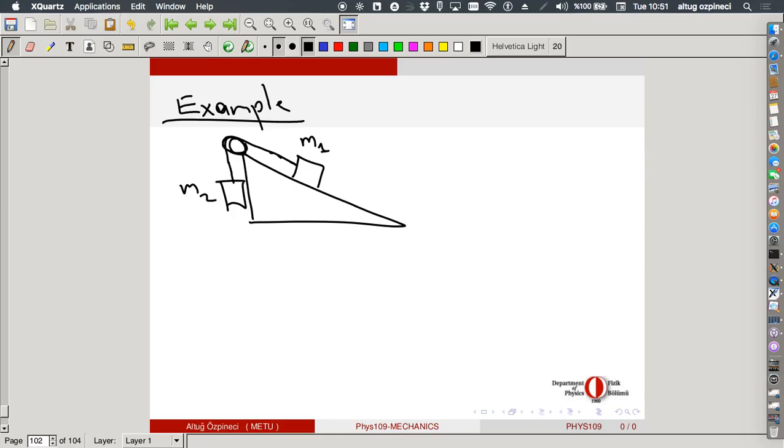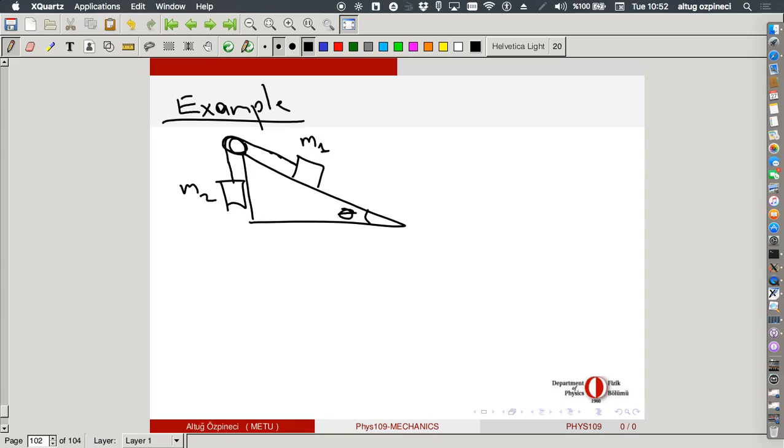Sure, but we have to calculate it. Okay, the angle theta. I don't know. We don't need to know that. We don't need that information.